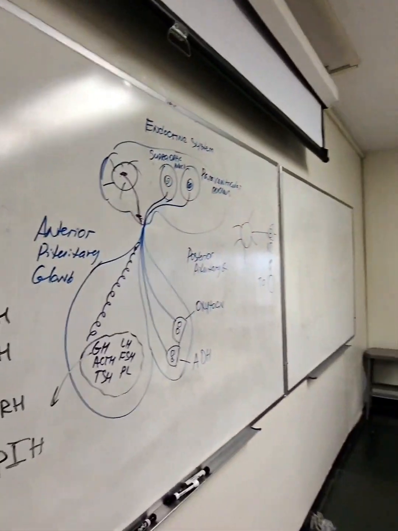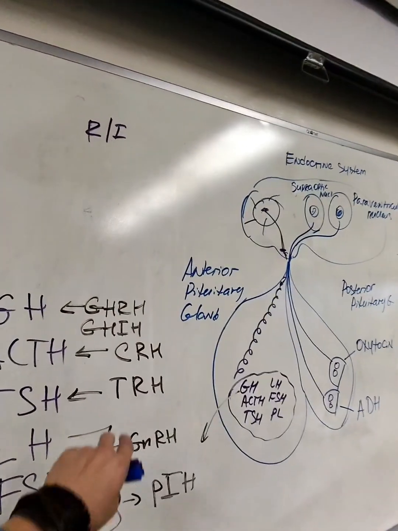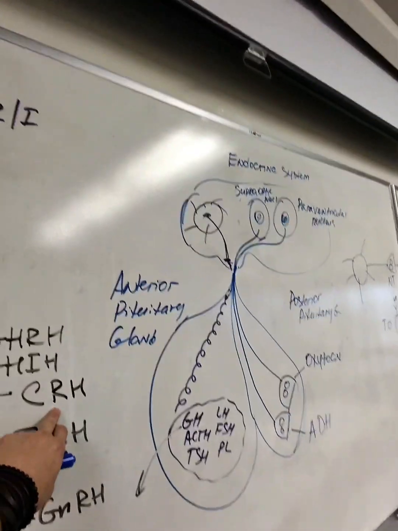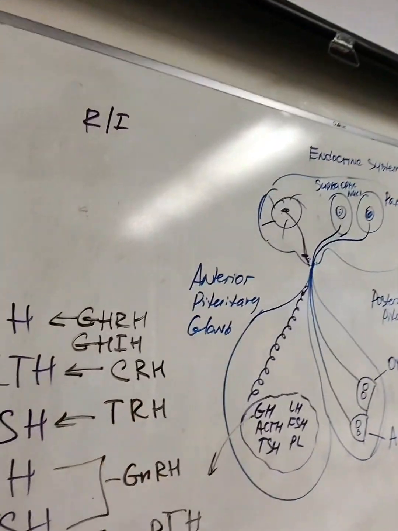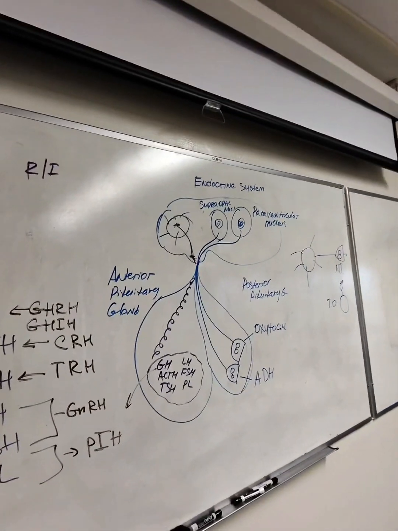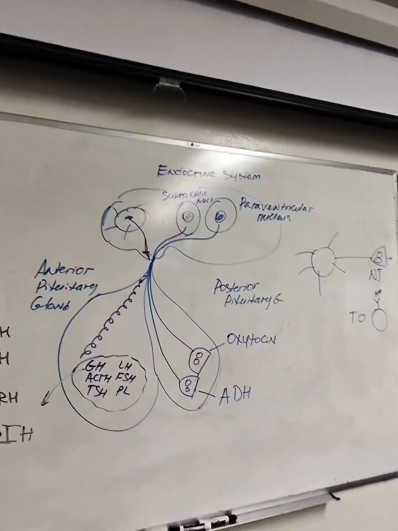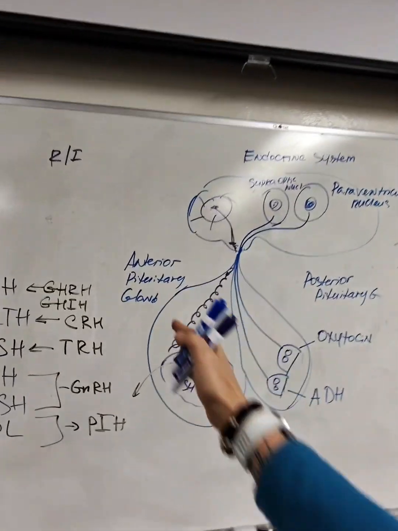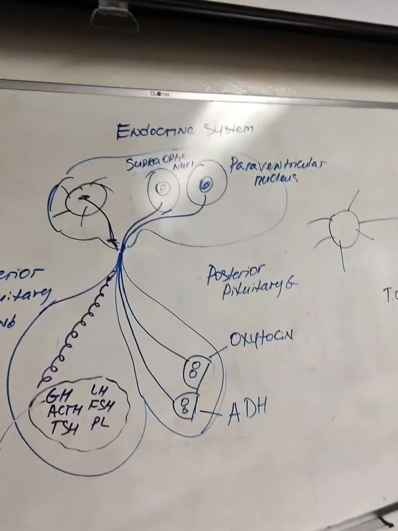And it all works in a negative feedback fashion. So if you have a releasing hormone, then through negative feedback, you can act on the organs to slow down the release. So that's the basic overview of the anterior pituitary gland and the posterior pituitary gland.